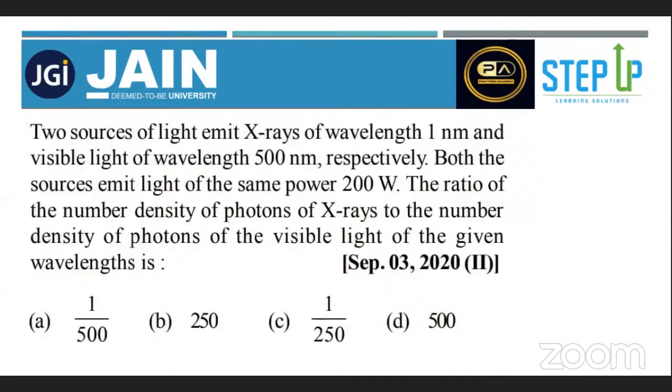Yeah, photons, right. Okay, so how the thing is solved here is, I can see that the number of photons will be taken as they're asking me the ratio of number density of photons of X-ray to the number density of photons of visible light. That is given by the formula power upon energy. Energy of a photon I can write in terms of hc by lambda, because lambda is given to me. So now you can clearly see that n is proportional to lambda. So I can write n1 upon n2 will be equal to lambda 1 upon lambda 2. Lambda 1 is basically in nanometer.